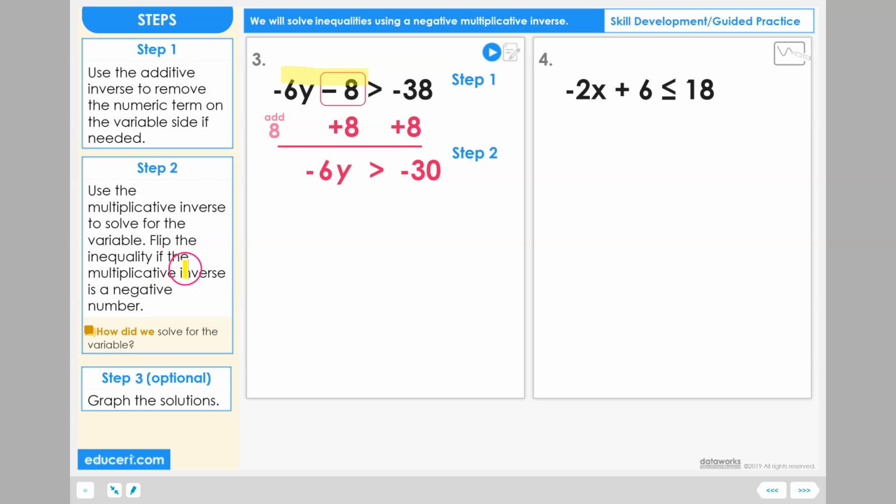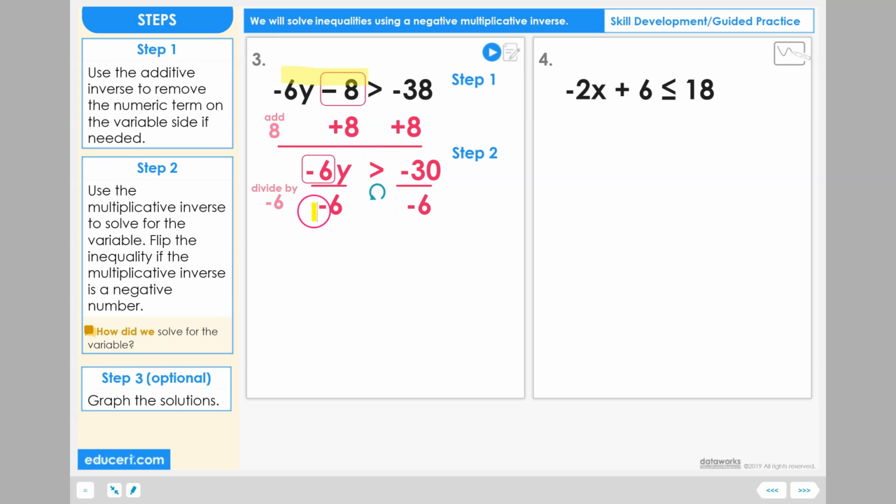Flip the inequality if the multiplicative inverse is a negative number. We need to divide both sides by the coefficient of y, which is negative 6. We will divide by negative 6 on both sides. That means that we are going to need to flip the inequality from greater than to less than.